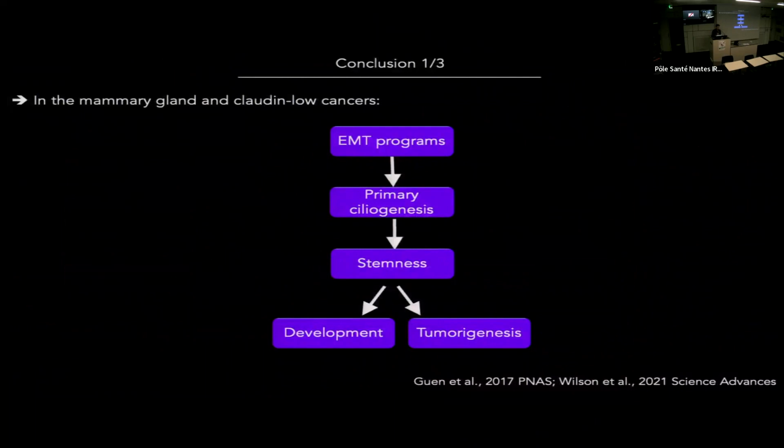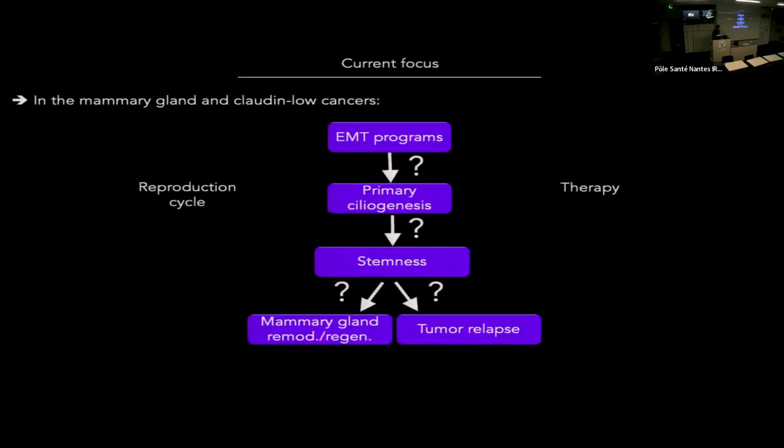Now, in the time that I've left, I want to discuss with you unpublished results. The role of this EMT-ciliogenesis axis at later stages of mammary gland development remains as of now unknown, and also at later stages of breast cancer progression and during therapeutic resistance is also unknown. And we are studying this in the lab.